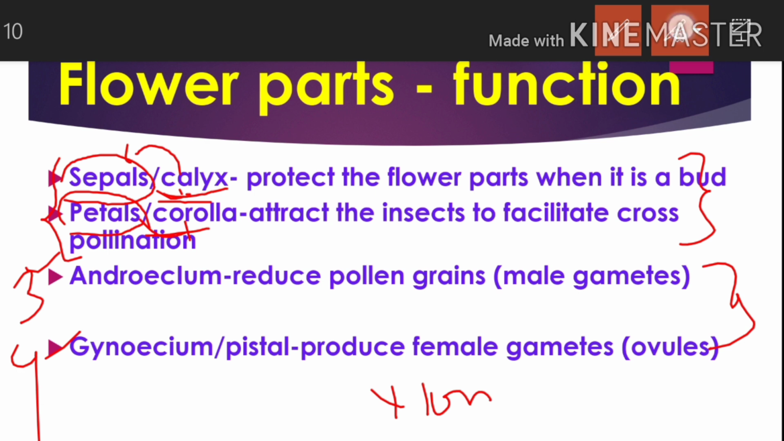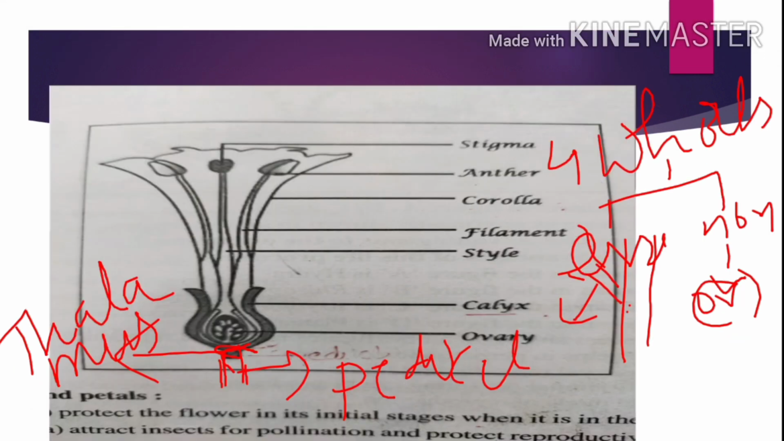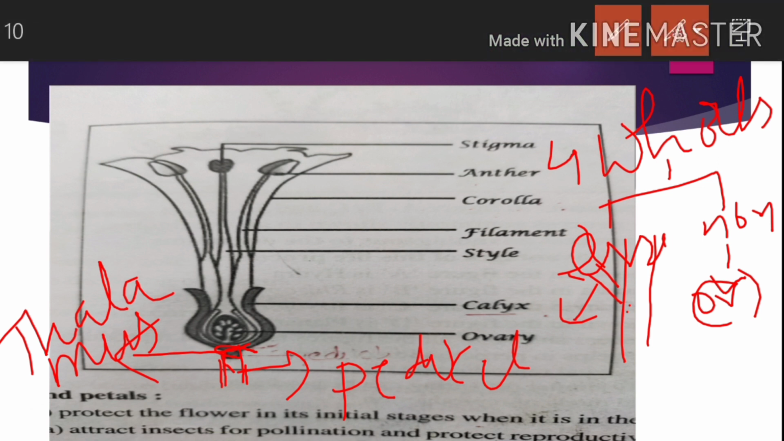So sepals, usually we see in the flowers, are green in color. They give protection during the bud stage. See, these are the calyx. In datura flower the number is 5. The main function of calyx is that it gives protection in the initial stage of the flower, which is the bud stage.